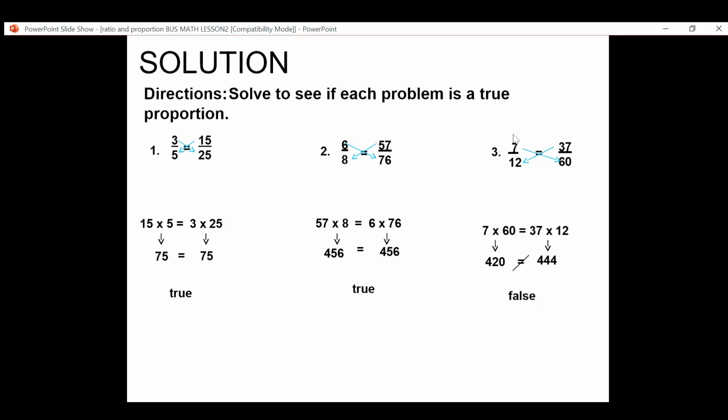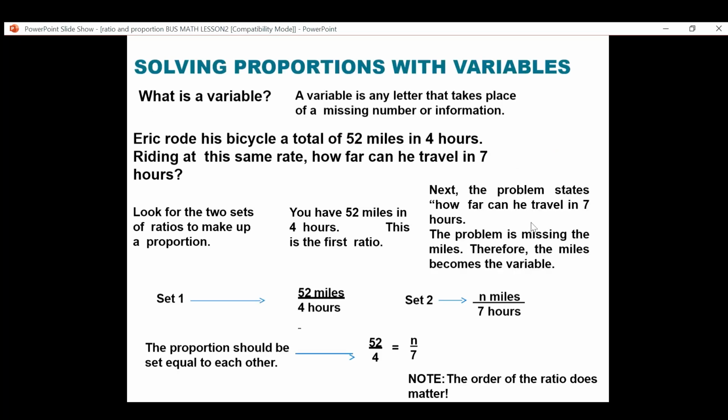For number 3, 7 times 60 is 420. And 37 times 12 is 444. So number 3 is not a true proportion.